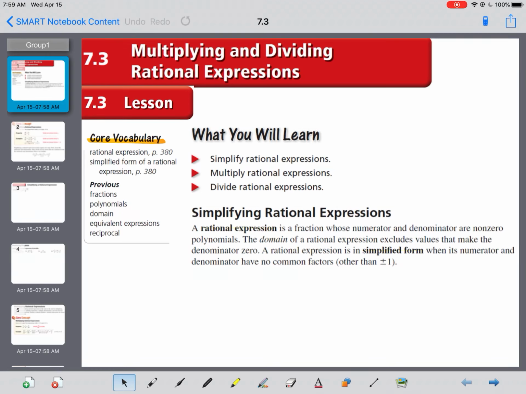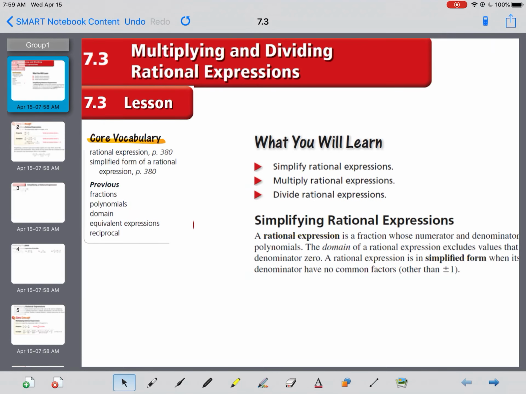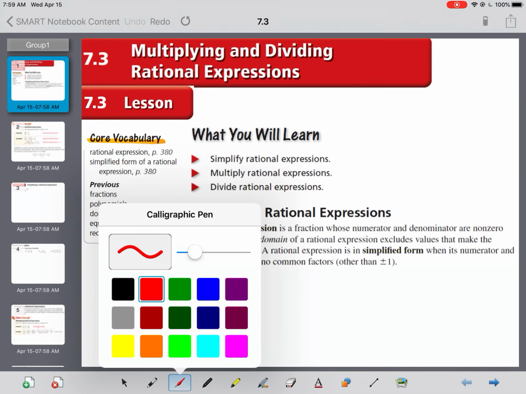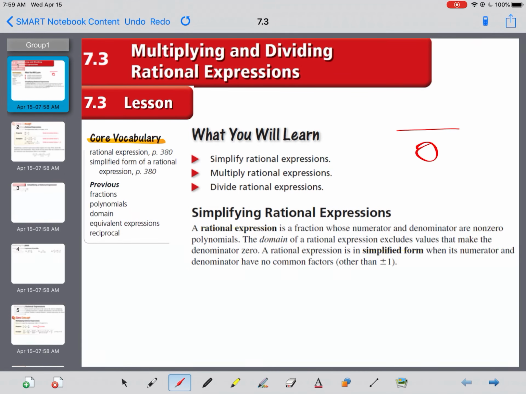A rational expression is a fraction whose numerator and denominator are non-zero polynomials, and the domain of a rational expression excludes values that make the denominator zero. So here we have to watch out. Remember, you can't divide by zero. This is a no-no. So if you have x plus 2 in the bottom, whatever makes that zero is a no-no. So x is not equal to negative 2, because negative 2 would make a 0 in the bottom. It can be any other number. It just can't be those. Okay?